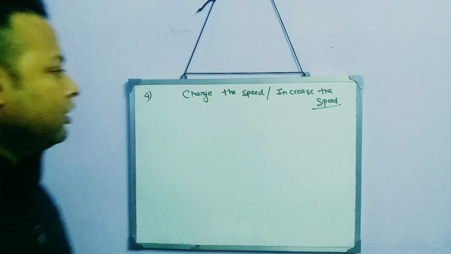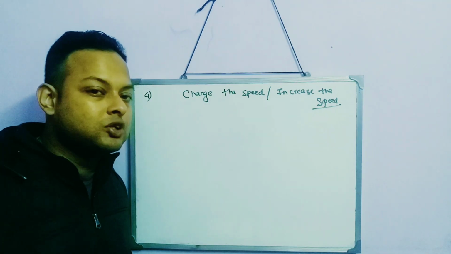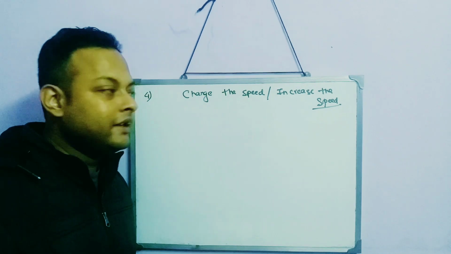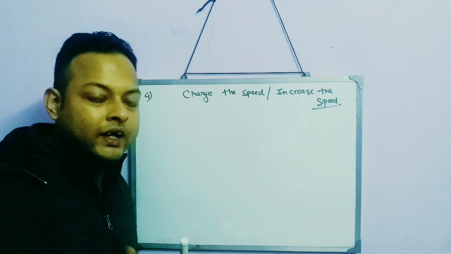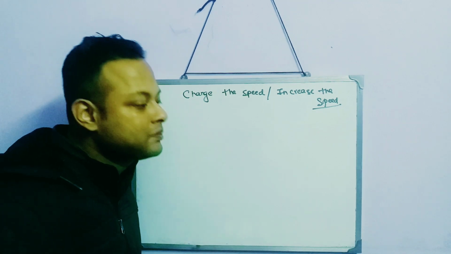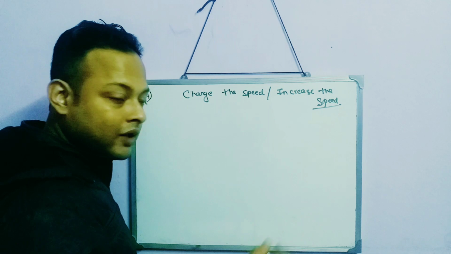Now we come to the fourth purpose of machine, and it is quite easy to understand. Change the speed. We can use a machine to change our speed. And I will take an example.